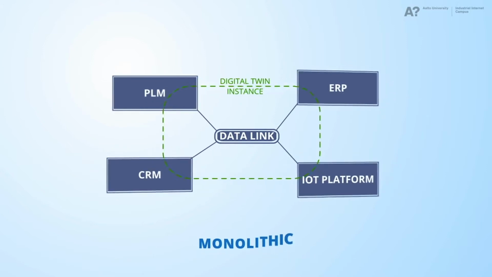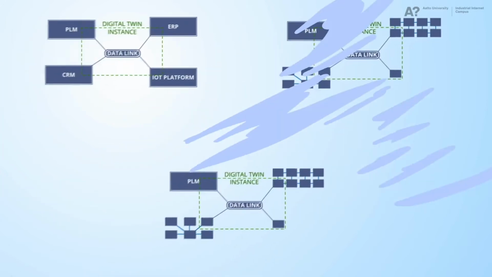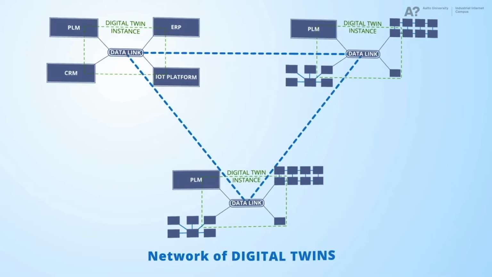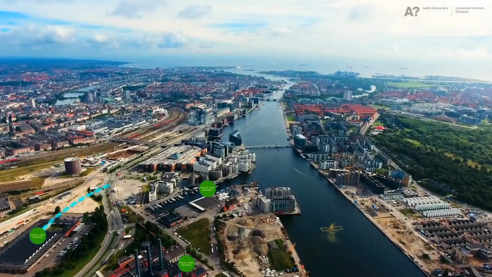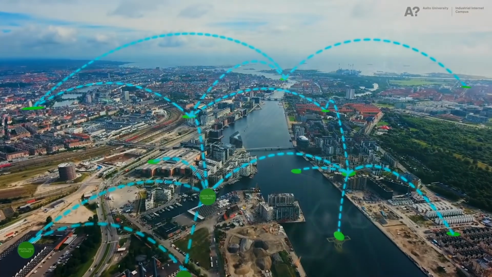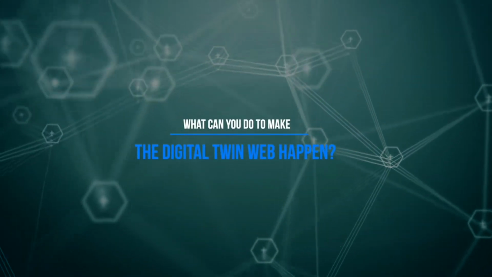and this way, DTs may consist of various software systems implemented in monolithic or microservice-based architecture styles, or a combination of them. The data link also connects multiple digital twins together to form a network of digital twins. The realization of the network of digital twins will be a major worldwide effort, and the rewards will be similar to how the World Wide Web has revolutionized the world. What can you do to make the digital twin web happen?